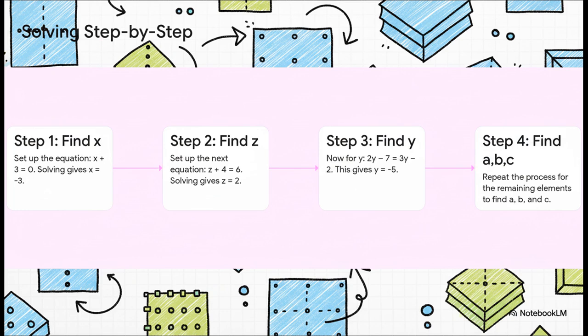Let's start with the first element. We have x plus 3 on the left and 0 on the right. So that gives us a very simple equation. x plus 3 equals 0. A little bit of moving things around, and we get x equals minus 3. See? Next one. z plus 4 equals 6. That means z has to be 2. You're not really solving a hard matrix problem. You're just solving those tiny little equations you learned back in middle school.